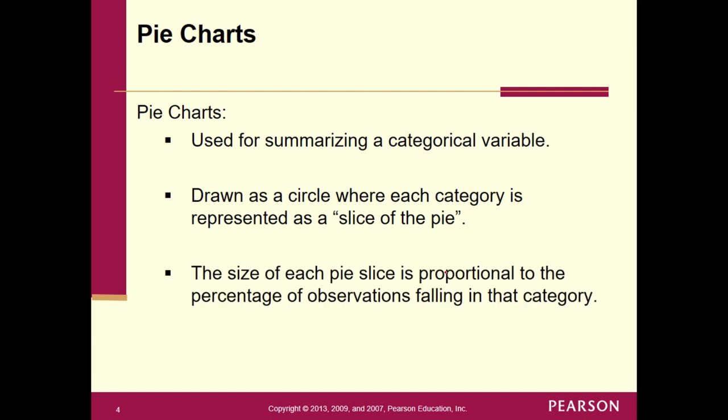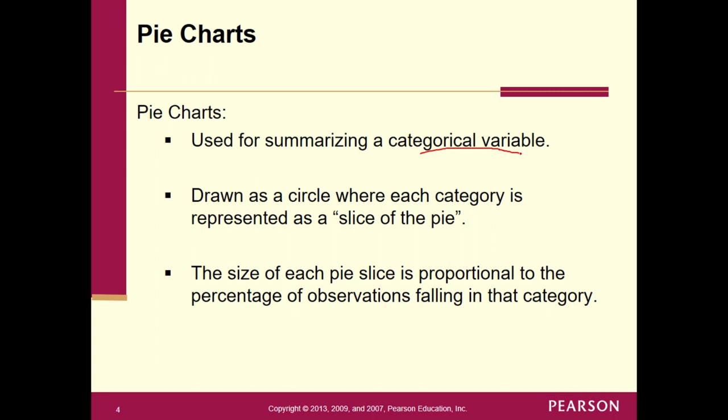So this last point here, because I've already gone over the first two: the size of each pie slice is proportional to the percentage of observations falling in that category. In other words, if we went around the class and asked, what's your favorite color? And 20% said pink, well, we would represent 20% of the pie as pink, right? That's all that's saying right here. But this is also giving you an idea how we analyze categorical variables in the future.